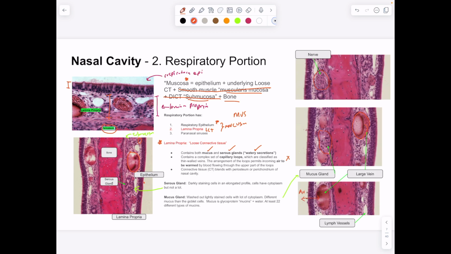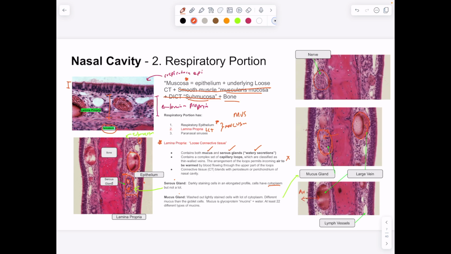All right, then we have lamina propria, you can see, so if this is lamina propria right here, it starts to blend with the connective tissue of the periosteum, which surrounds bone, the layer that is on the outside of bone. All right, so then we said that in this case, we have serous glands and mucus glands. We can point some of those out. Serous glands are going to be very darkly staining, and the cells are going to have some cytoplasm, but not a ton, right? So serous gland right here. Mucus gland is going to be light staining. It has relatively more cytoplasm, which you can see in those cells.